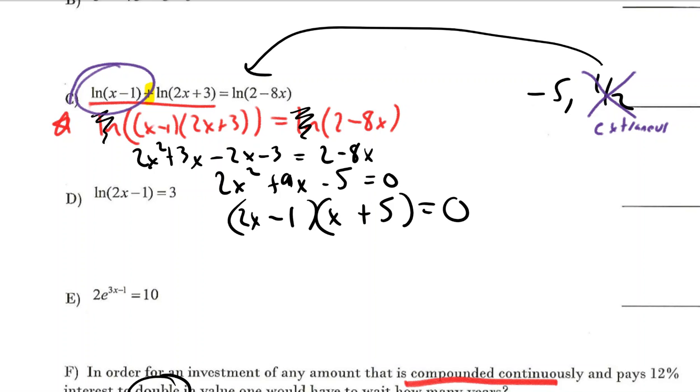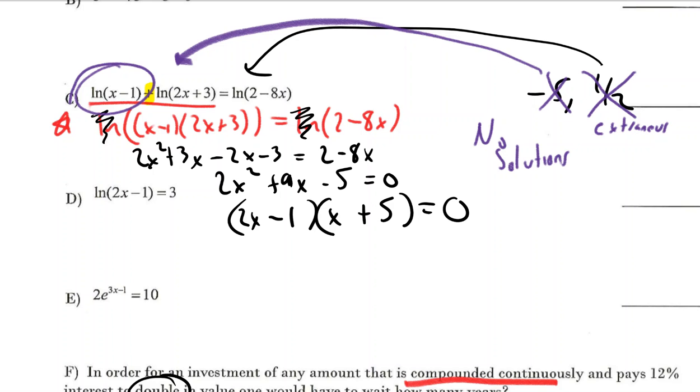But if I plugged in -5, well, -5 minus 1 is -6. That's also negative, so I'd say that's extraneous too. So did we get no solutions on this? Somebody have the answer key out so they could check it quickly, just to make sure there was not anything else wrong. Yeah.